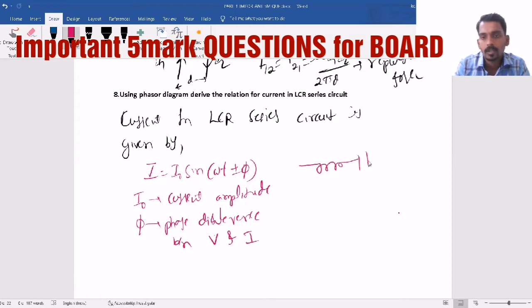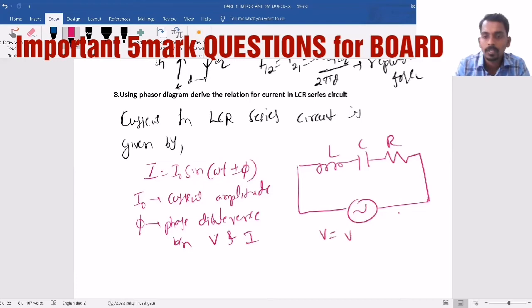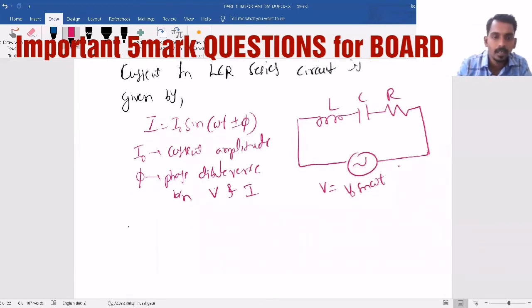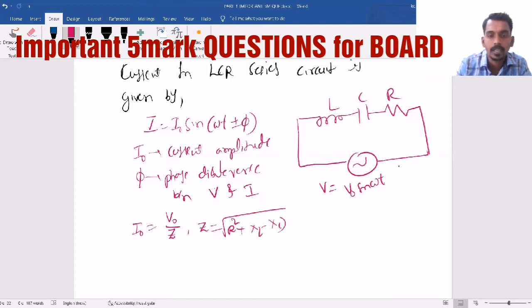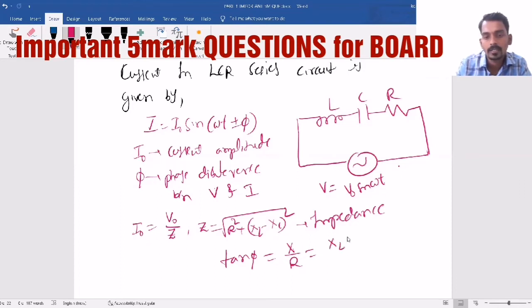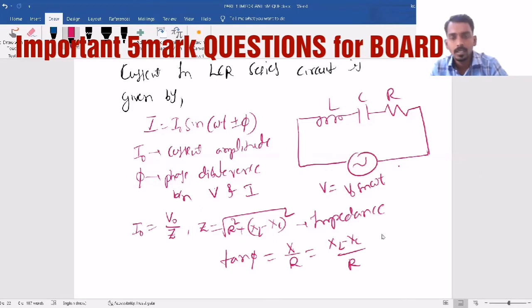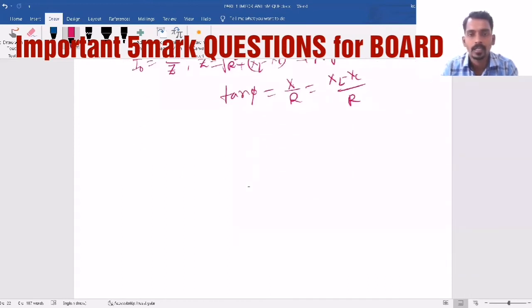And when you consider one inductor, one capacitor and one resistor, and you connect them in series across an AC source whose EMF is V equal to V naught sin omega t, where V naught is the amplitude of voltage, then I naught equals V naught by Z, where Z equals the square root of R square plus (XL minus XC) whole square. This is called impedance. And the equation for phase difference is tan phi equal to X by R, or (XL minus XC) by R. So this is the equation for the current in an LCR series circuit, and this we can derive using a phasor diagram. So how to derive that? Let us try to understand. Now, so the thing is proof.